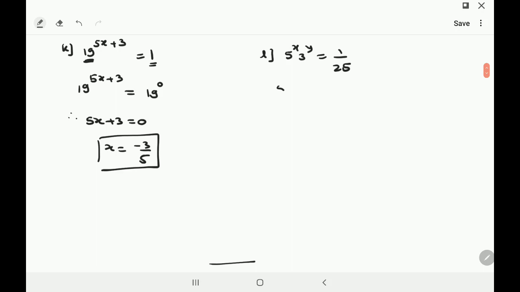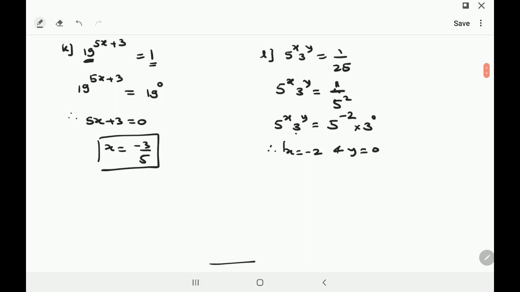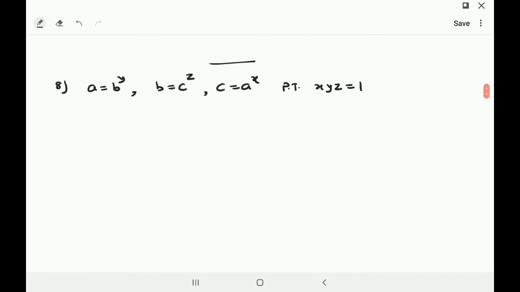Same here. 5 raised to x into 3 raised to y is equal to 1 upon 5 raised to 2. So 5 raised to x into 3 raised to y is equal to 5 raised to minus 2. But I need power of 3 as well, so into 3 raised to 0. Therefore x will be equal to minus 2 and y will be equal to 0. And those are the answers. These are the easy questions. Very simple. Not at all difficult finding x and y or x value. Clear? Okay. Now let's make things a bit difficult.